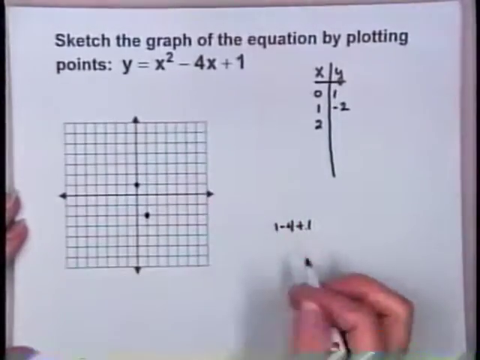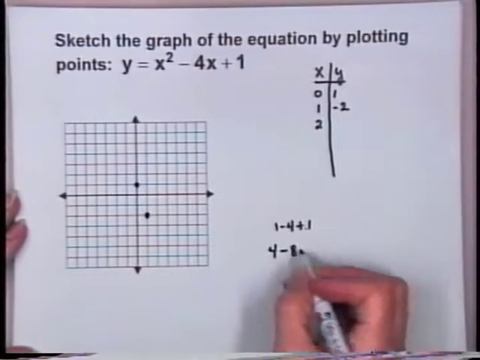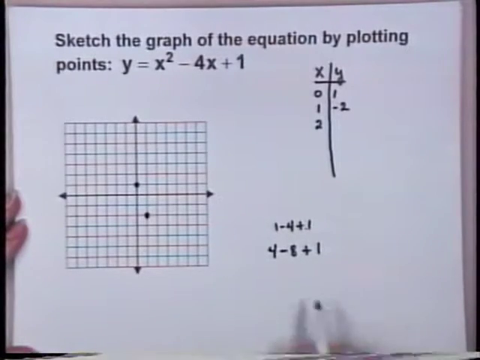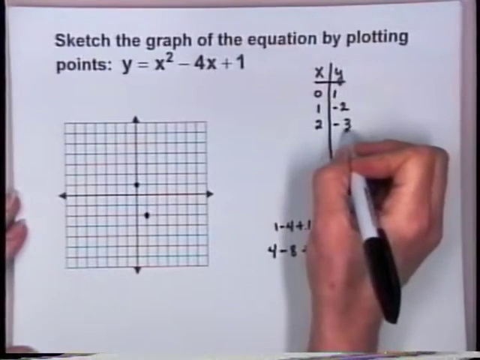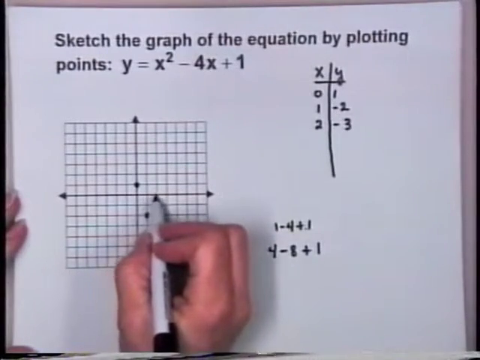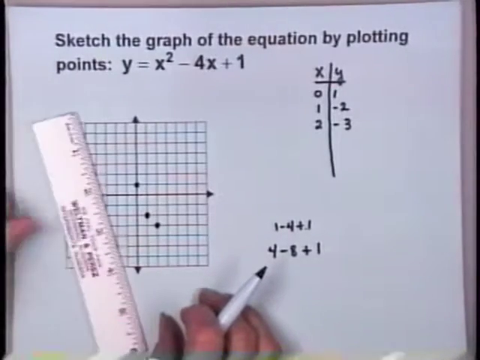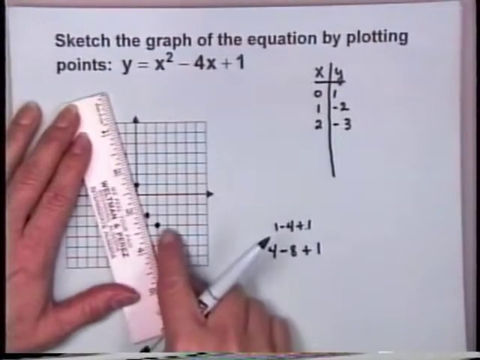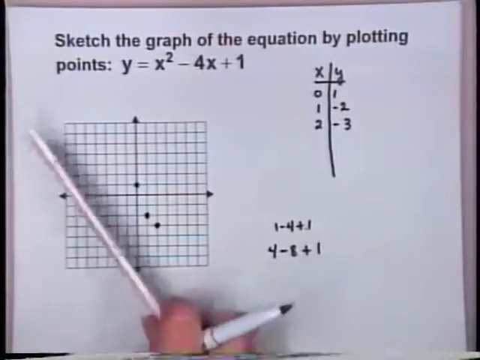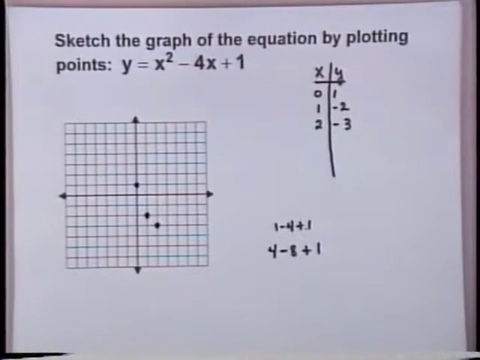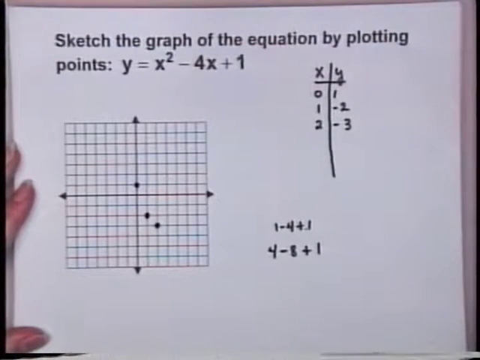If x is a 2, 2 squared is a 4. Here, if x is 2, negative 4 times 2 is a negative 8, and then plus 1. Well, let's see, 4 minus 8 is negative 4. Negative 4 plus 1 is a negative 3. Now let's locate that point. 2, 1, 2, 3. Now I want to show you right here. If I line these 2 points up, I'm going to miss that one. Or if I line these 2 up, I'm going to miss that one. That tells me right away this graph is not a line, is it? It's some kind of a curve. So we're going to need some more points before we can determine exactly what this curve is doing.